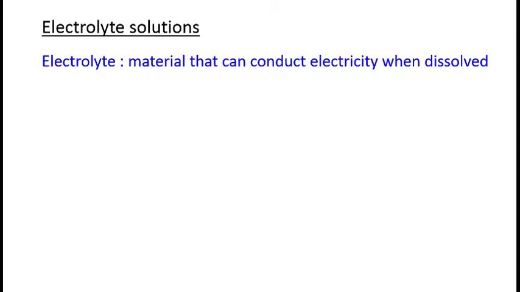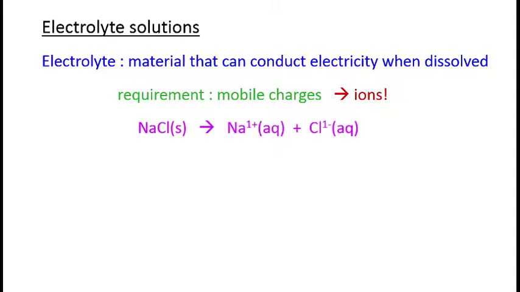When we think about solutions of electrolytes, we can define an electrolyte as a material that can conduct electricity when dissolved. For a material to conduct electricity, it must have charges that are free to move around. In the copper wiring in your home, the mobile charges are simply electrons that can move through the band structure of the solid. For a solution to conduct electricity, it must also have mobile charges, in this case, not electrons, but ions. When sodium chloride dissolves in water, sodium ions and chloride ions are formed.